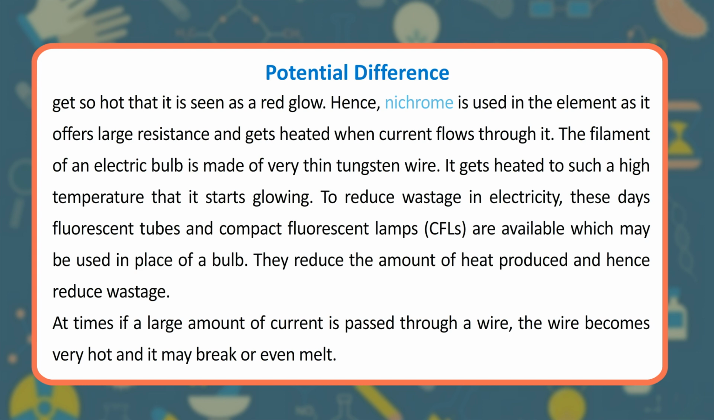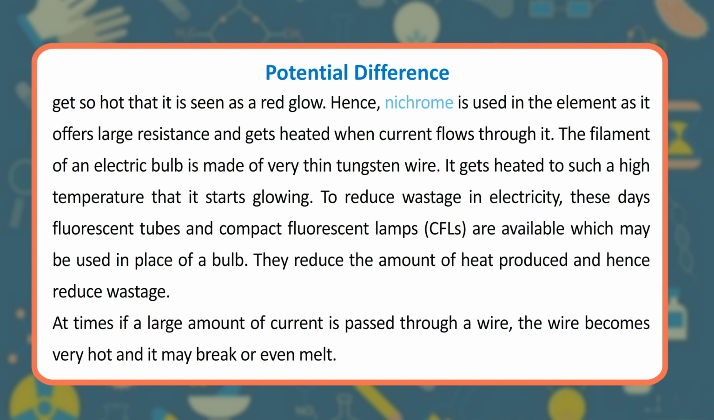Hence, nichrome is used in the element as it offers large resistance and gets heated when current flows through it. The filament of an electric bulb is made of very thin tungsten wire. It gets heated to such a high temperature that it starts glowing. To reduce wastage in electricity, these days fluorescent tubes and compact fluorescent lamps, CFLs, are available which may be used in place of a bulb. They reduce the amount of heat produced and hence reduce wastage.